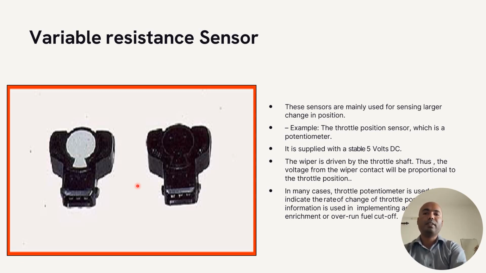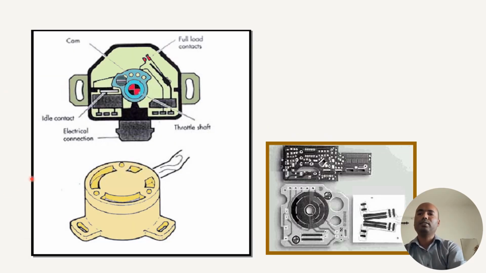So the wiper is driven by the throttle shaft, thus the voltage from the wiper's contact is proportional to the throttle position. The throttle potentiometer is used to indicate the rate of change of throttle position, implicating the enrichment of overrun, the fuel cutoff, or these functions. So that is the function of the throttle position sensor.